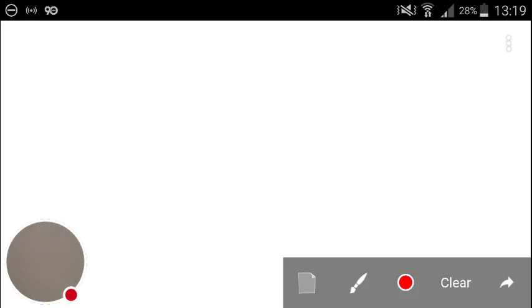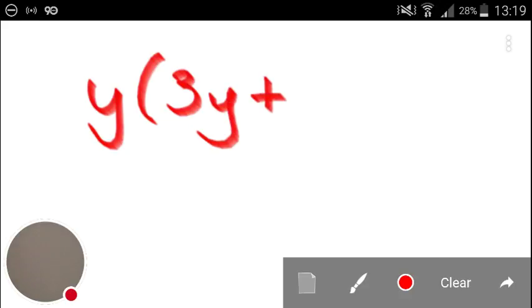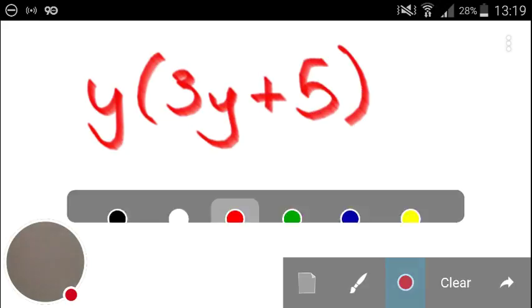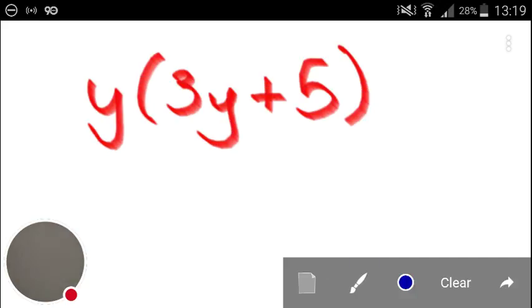Now, if I was to move on to another question, this time a little bit more in depth, we'll go with y bracket 3y plus 5. Now, you'll notice here that there's a y on the outside and there's a y on the inside. Now, this leads on great from what we did last. Last we looked at y squared, x squared, and we decided that that just means times by itself. Now here I have a y and I have a y. Them two are getting times by themselves.